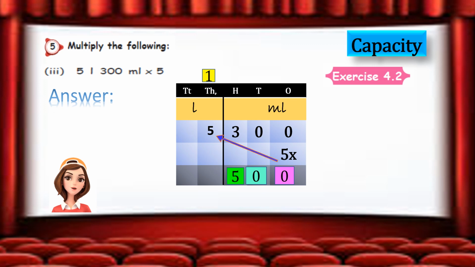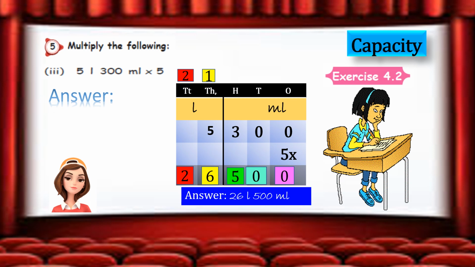So 5 fives are 25. 25 plus 1, 26. So 6 here and 2 carry forward. There is nothing to multiply in the 10,000 column, so bring down the 2 here. So the answer is 26 liter and 500 ml.